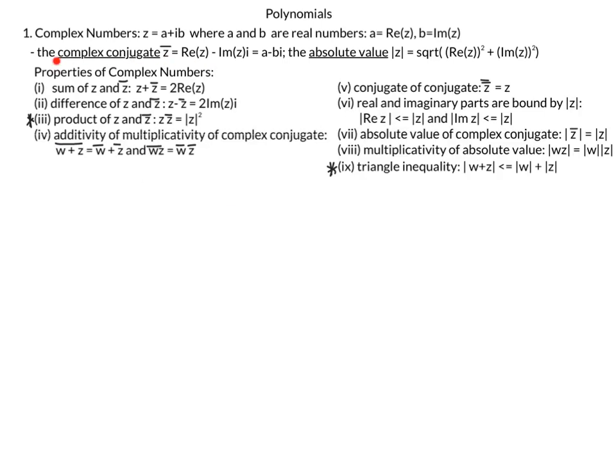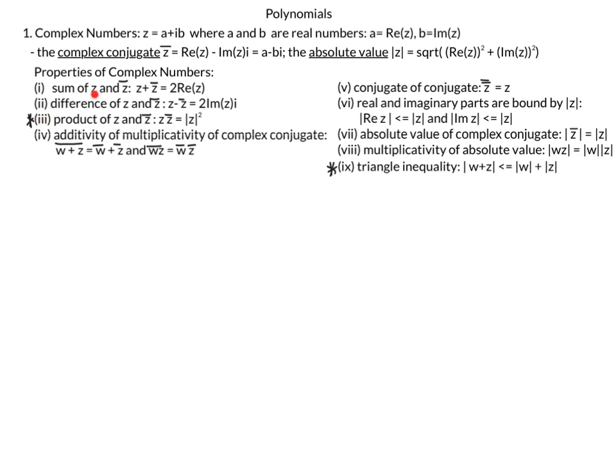We have a number of properties of complex numbers. I'm going to state many of them without proof. Some of them are fairly straightforward to prove. The two that I will spend a little bit of time on are property 3 and property 9, but for now let's just list them.